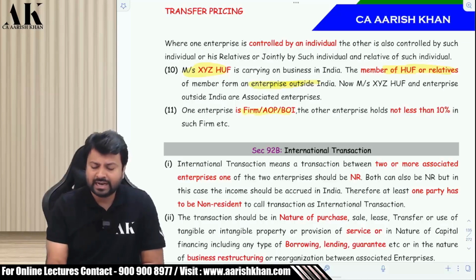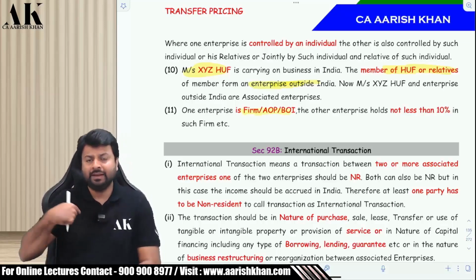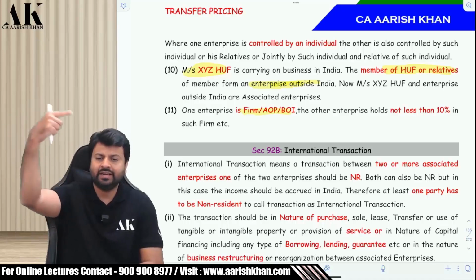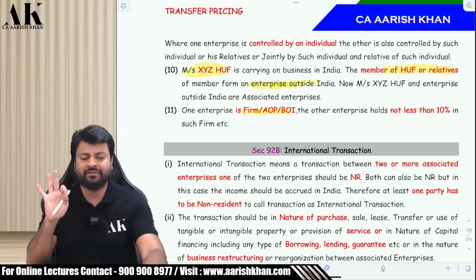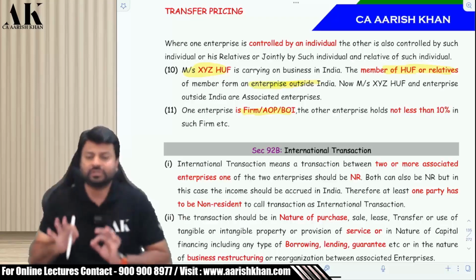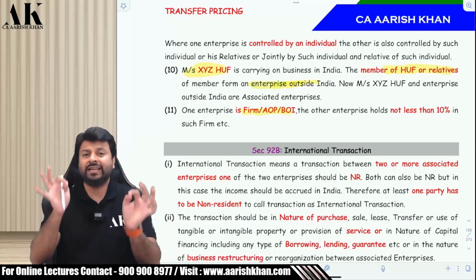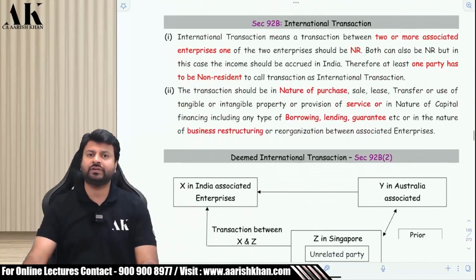Last but not least, I am a partnership firm, AOP or BOI, and there is some entity which holds at least 10% in my firm. Then we both are also deemed to be associate enterprises. Check it please. So these are 11 different cases of the definition of associate enterprise.